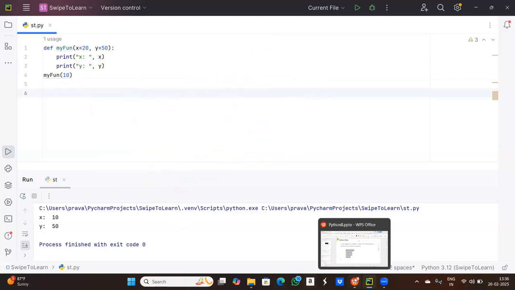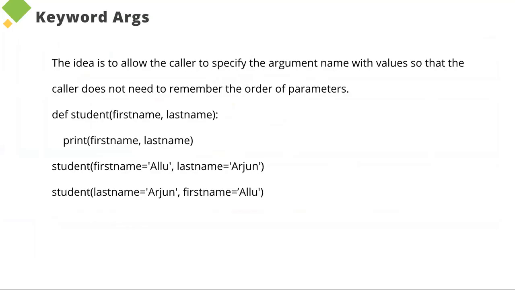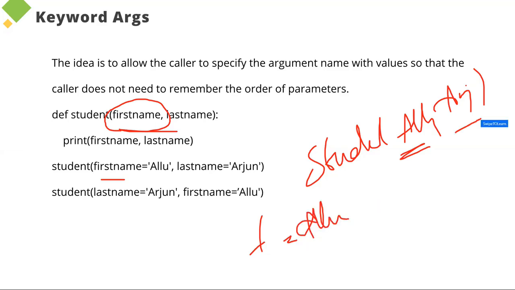Now let's go to the other argument type, the keyword argument. So first name and last name. Without specifying any keyword, if you go with student of Alu, Arjun, it maps in the same sequence. The first argument is given to first name, equals Alu, and the second argument is given to the second name. You have to give them in the same order as the parameters.